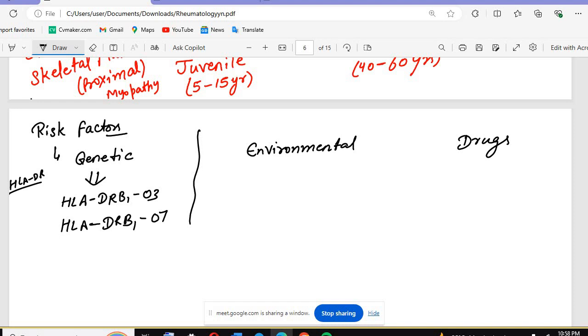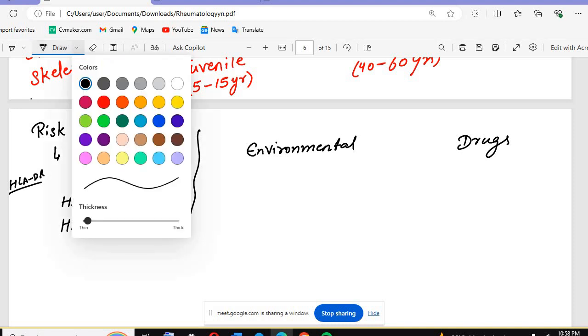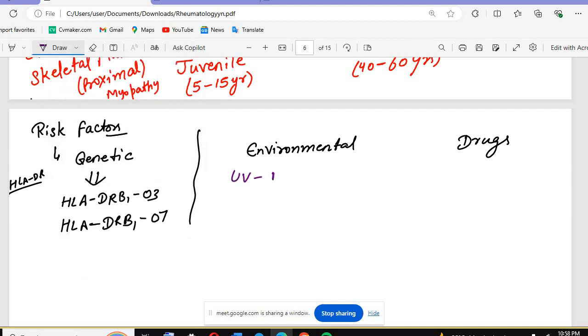Then, let's come back to our study. There will be some environmental factors, like ultraviolet B rays, and some viruses, like Coxsackie B virus and parvovirus B19. And there are some drugs also, for example chloroquine.